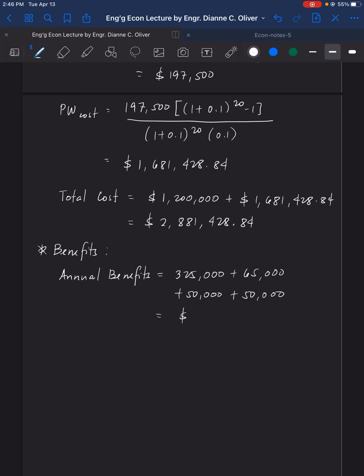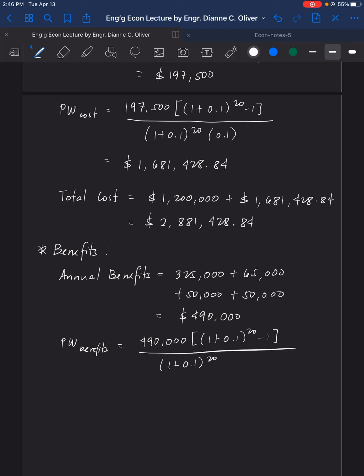So that is $490,000 annual benefit. Present worth benefits, we have 490,000 times ((1 plus 0.1) raised to 20 minus 1) all over ((1 plus 0.1) raised to 20 times 0.1 times 0.1). So that is equal to 4,171,646.20.